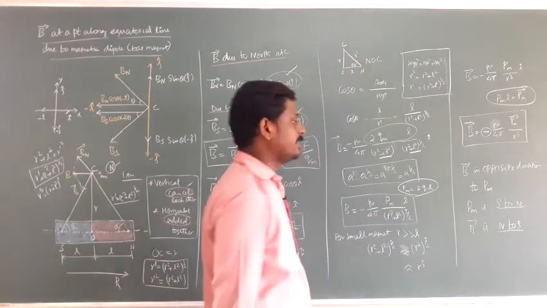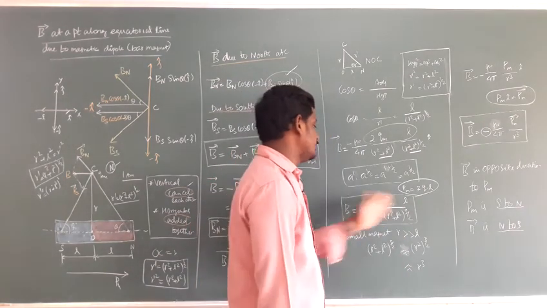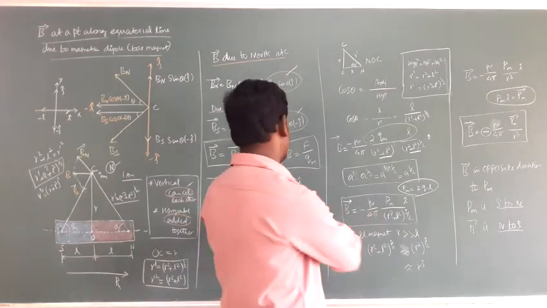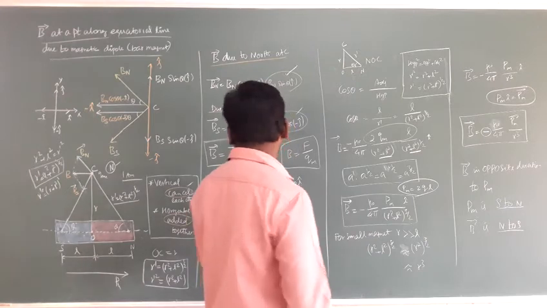Then i cap. So in which direction is the resultant magnetic field? It's minus i cap, so it's from right to left.